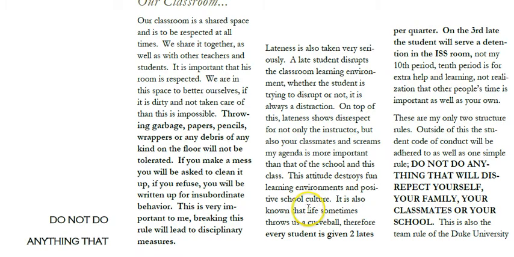It is also known that life sometimes throws us a curveball. So therefore, every student is given 2 lates per quarter. On the third late, the student will serve a detention in the ISS room. Not my room 10th period, the ISS room. 10th period is for help and learning. It's not for me to discipline you for being late or teach you about being late. As 14-year-olds, 15-year-olds, 13-year-olds, you should know that being on time is important, not only in school, but in your entire life.